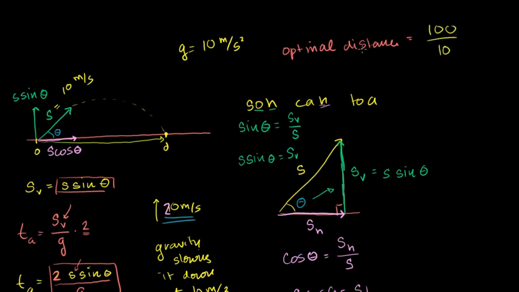If you square meters per second, you get meters squared per second squared, divided by the acceleration of gravity, meters per second squared. The second squares cancel out. You have a meter squared divided by meters. You're left with your optimal distance being 10 meters. Pretty neat.